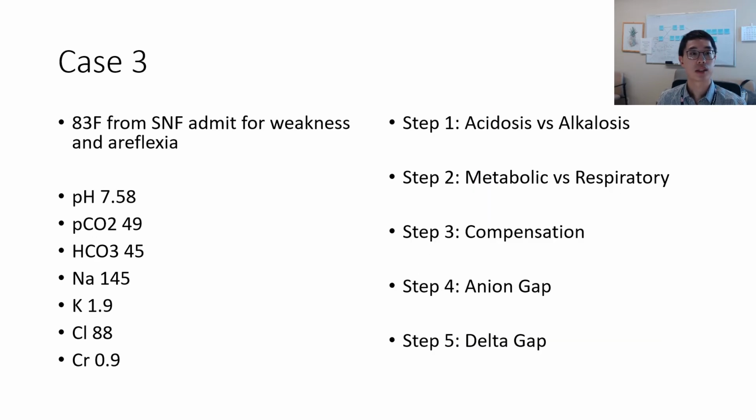Let's go to the next question here. So in case 3, we have an 83-year-old female coming from a skilled nursing facility admitted for weakness and areflexia. We have a pH of 7.58, a PCO2 of 49, bicarb of 45, sodium of 145, potassium of 1.9, chloride of 88, and a creatinine of 0.9.